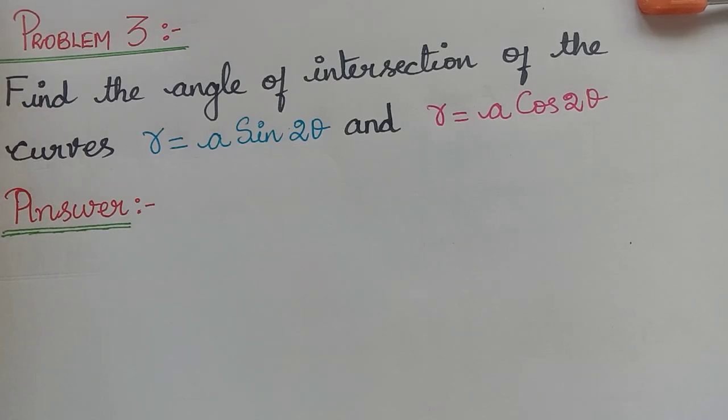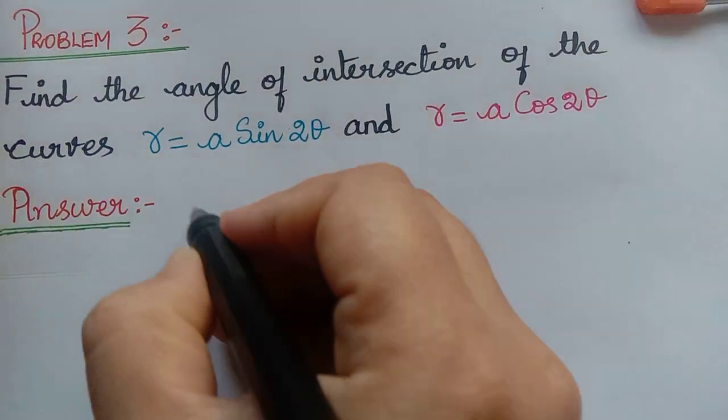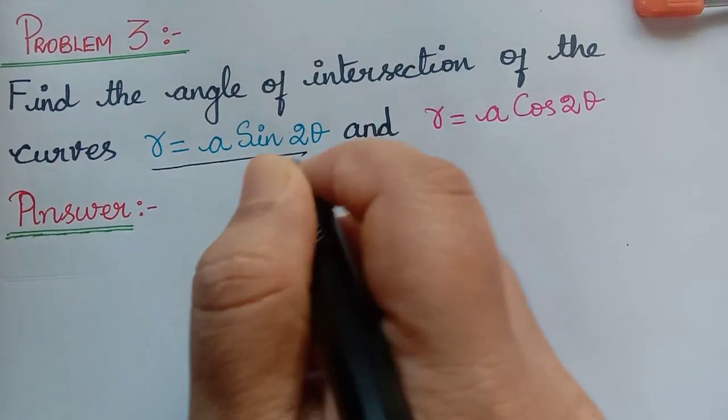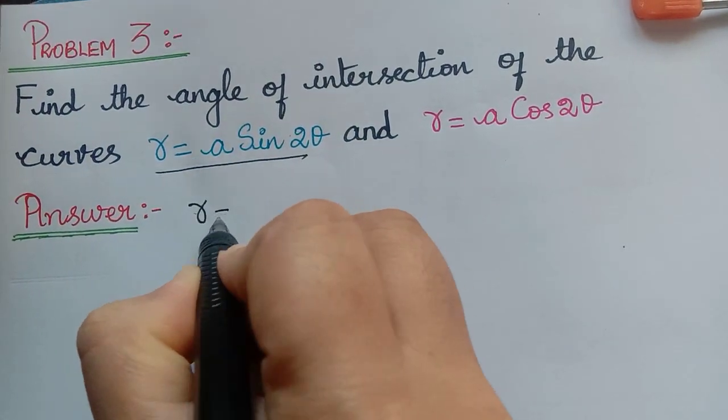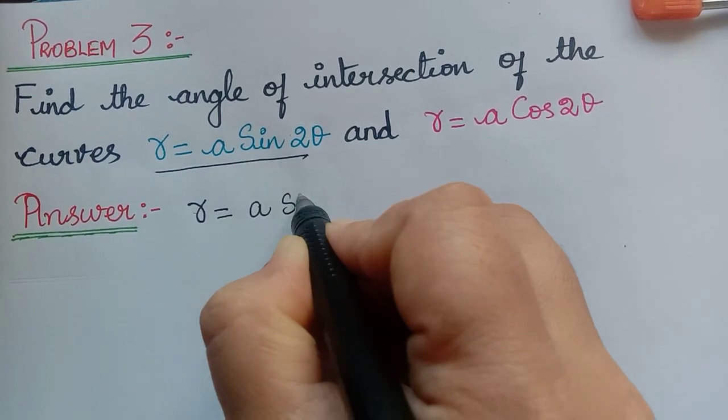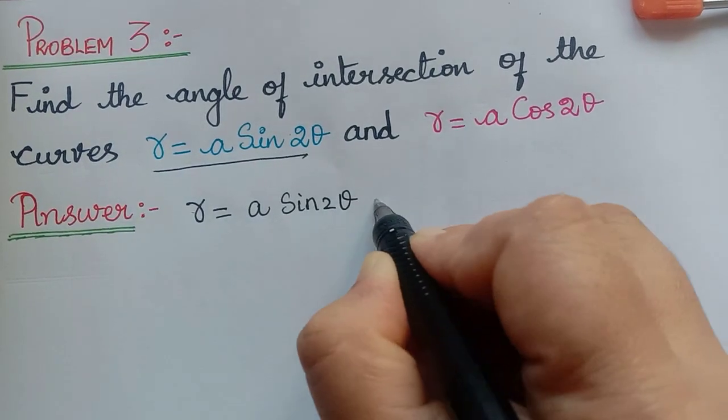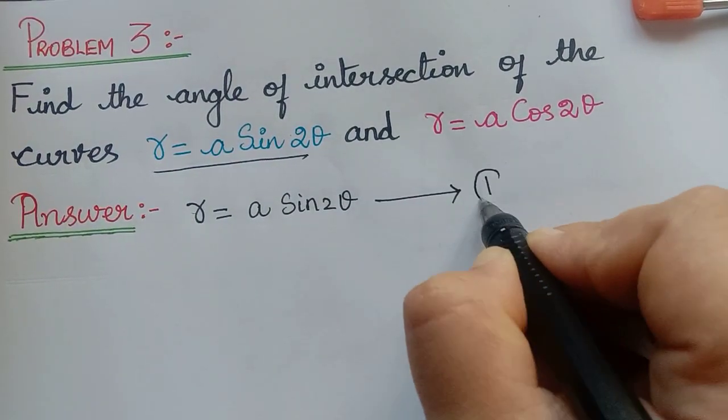Dear students, under the topic angle of intersection of two curves under polar coordinates, here we have the third problem. Find the angle of intersection of the curves r equals a sin 2θ and r equals a cos 2θ. As the first step, let us consider the first curve, that is r equal to a sin 2θ, and let us mark this as equation 1.